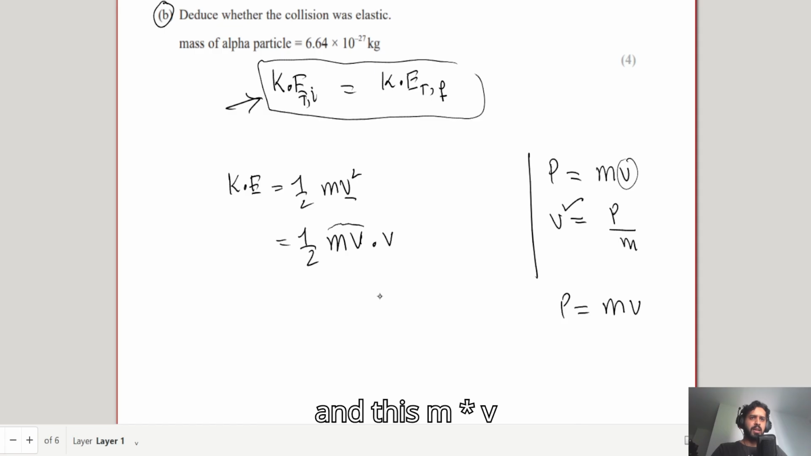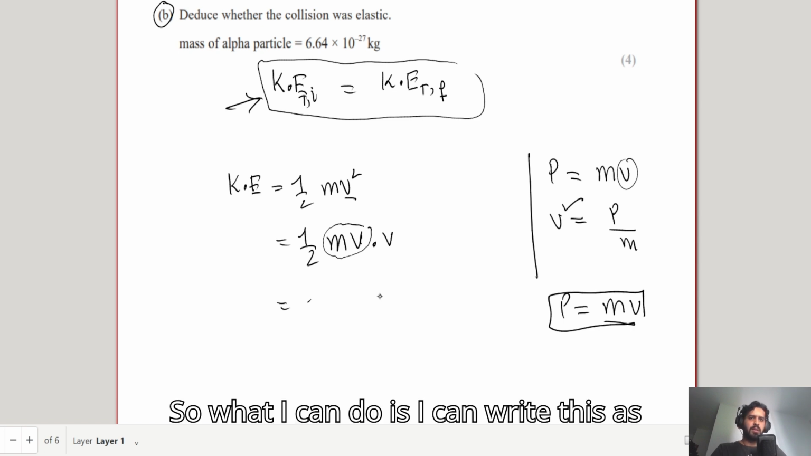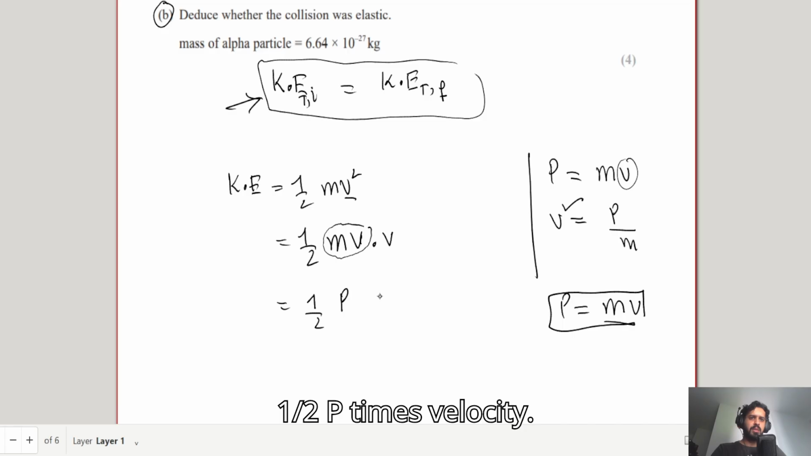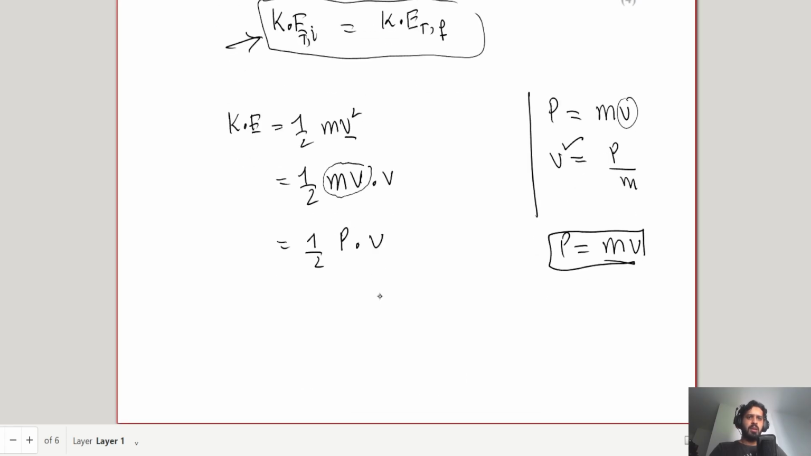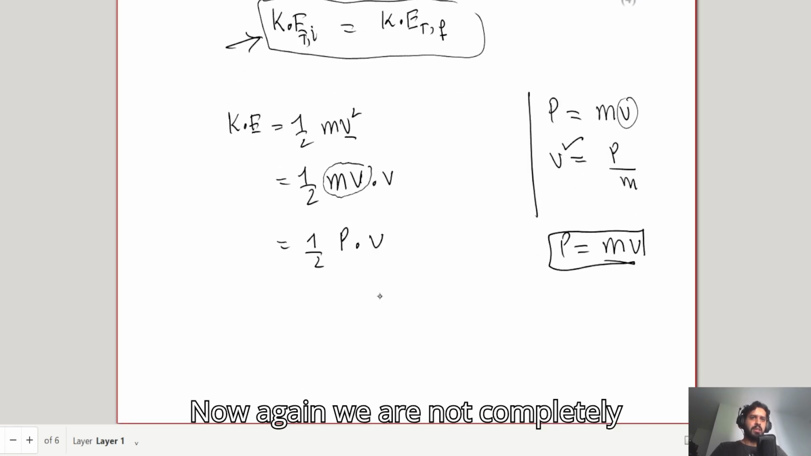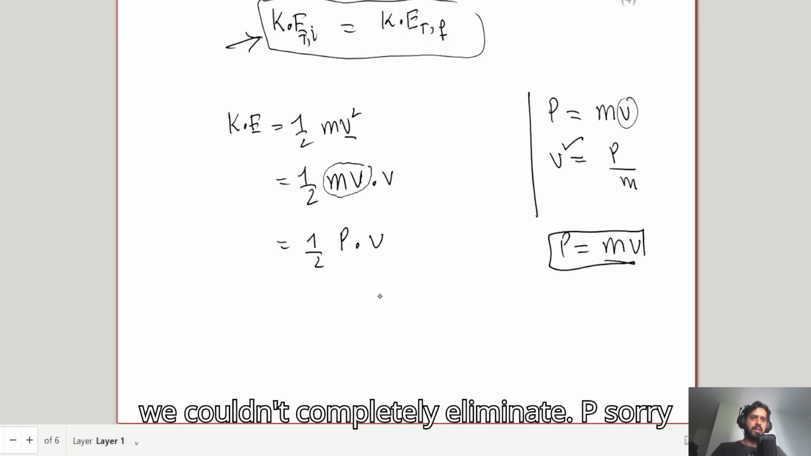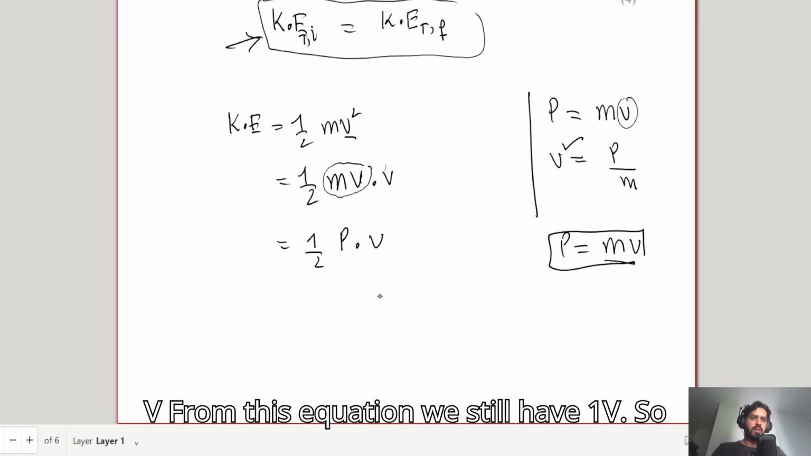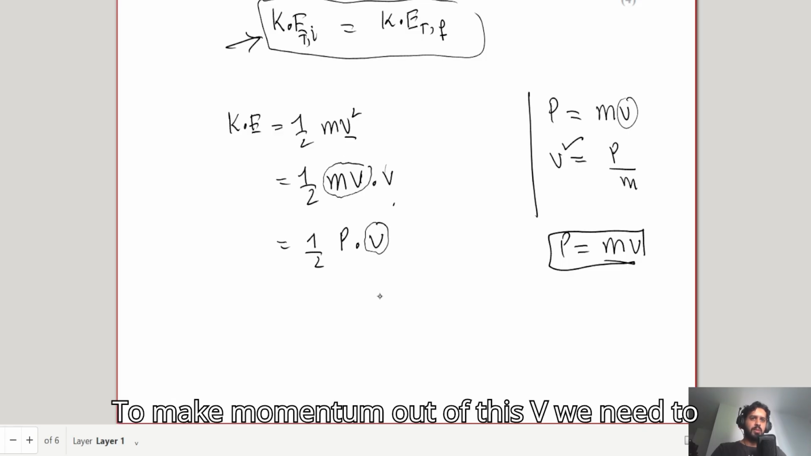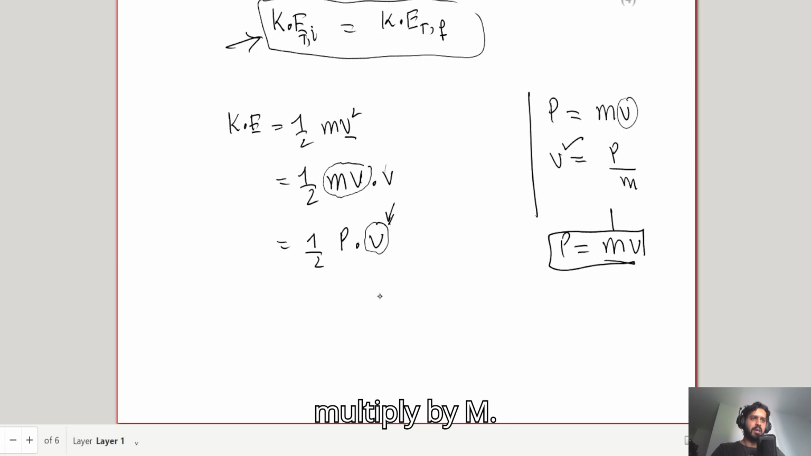And this m times v is momentum, right? So what I can do is I can write this as 1/2 p times velocity. Now, again, we couldn't completely eliminate v from this equation. We still have one v. So what can we do? To make momentum out of this v, we need to multiply by m.